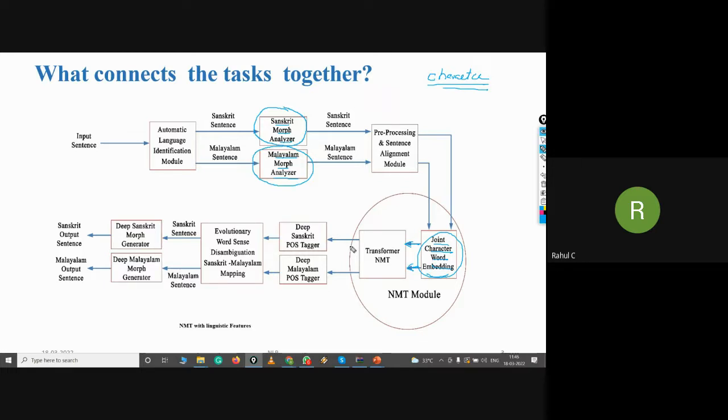Here it is a bidirectional system, that's why we are going for both: Sanskrit disambiguation and also Malayalam word sense disambiguation. But normally, going from source to target, we apply word sense disambiguation on target sentences. Why? Because the target is the important thing. From the target language, you have to identify the meaning, so in the target language you have to go for word sense disambiguation.